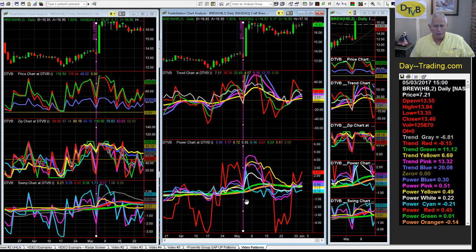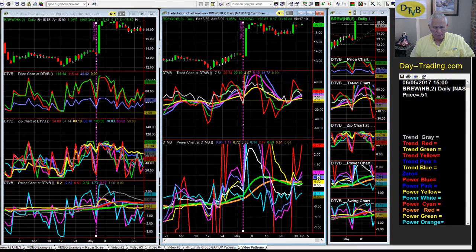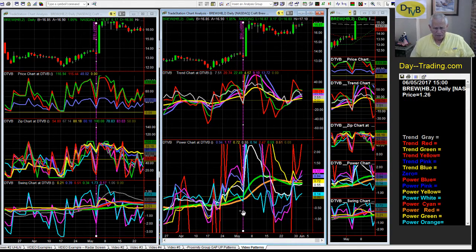If you go down to the power chart to examine the power 4, I'll expand this out a little bit, and you can see that the power pink, blue, yellow, and white are the power 4, and the fifth line that we watch in the proximity group is the power Zion. And possibly you've heard me say before, when power Zion is under orange and the power 4 are all above orange, you can get a stronger movement up. And this is a typical example of that, but you don't usually see the huge movement up like you do here.